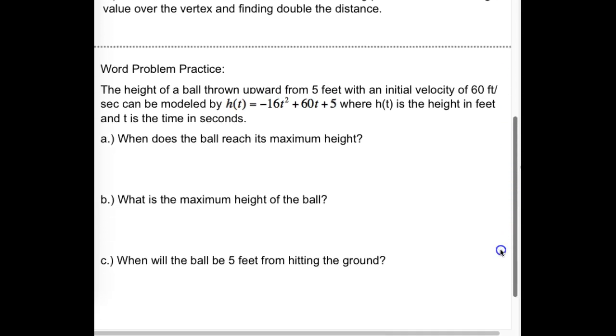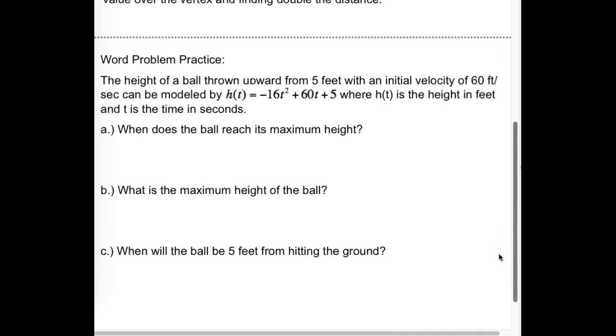All right, so our first question. It says the height of a ball thrown upward from 5 feet with an initial velocity of 60 feet per second can be modeled by the equation h of t equals negative 16t squared plus 60t plus 5, where h of t is the height in feet and t is time in seconds. So this is just like the one I had graphed earlier. We have time in seconds here, and we have the height in feet as our y-coordinate. Okay? They are telling me that it starts 5 feet off the ground. The ball's going to go up in the air, and eventually gravity will pull it back down. Okay?